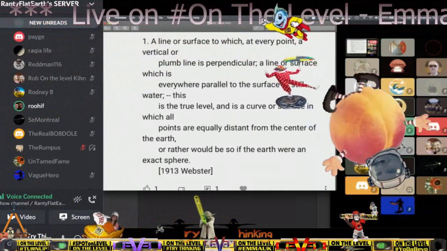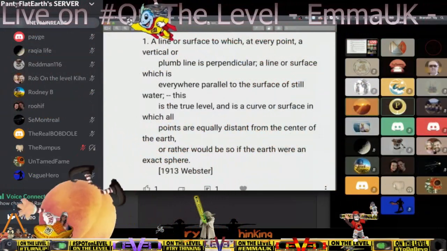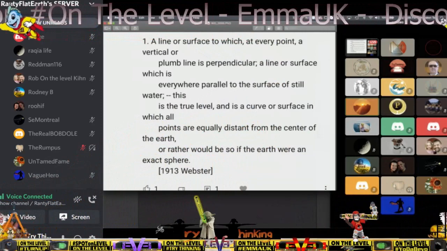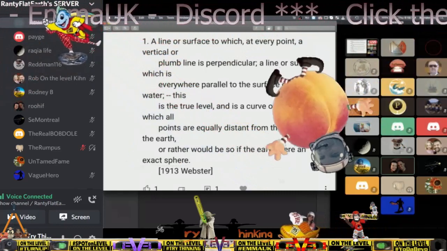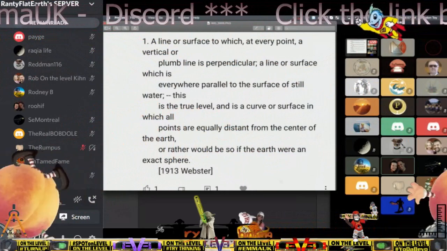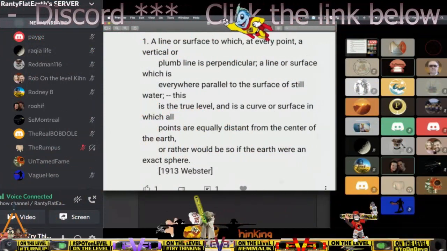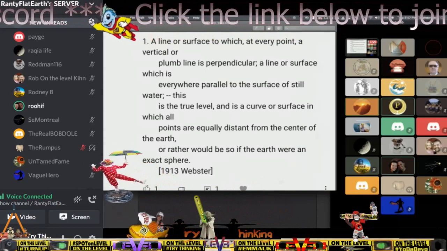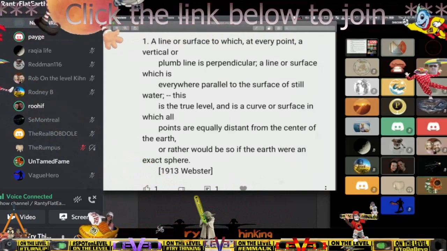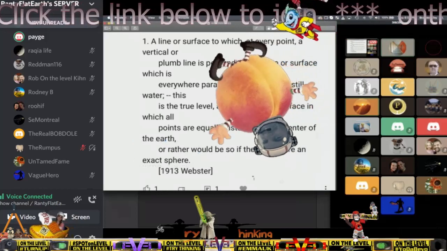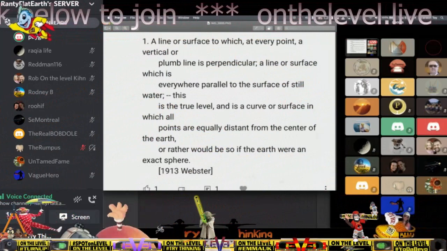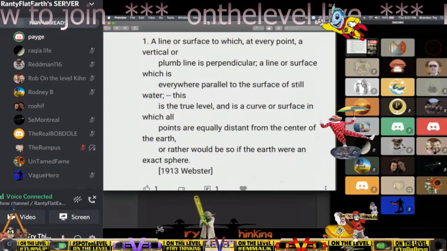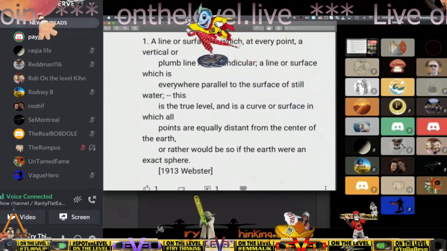I think the thing I'm focusing on is the term that says "if the Earth were an exact sphere." If the Earth, we all know it's not. Yeah, it's not a sphere at all. Is my Coke flat? Yes or no? There's no bubbles in it. It does say "or rather would be so, if." Exactly, Ben, "or would be so" if the Earth. It conforms to the curvature of the liquid parts of the Earth. Well, yeah, that's true. It does conform to the curvature of the liquid parts of the Earth.